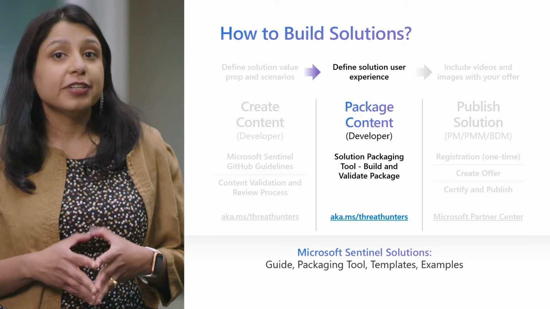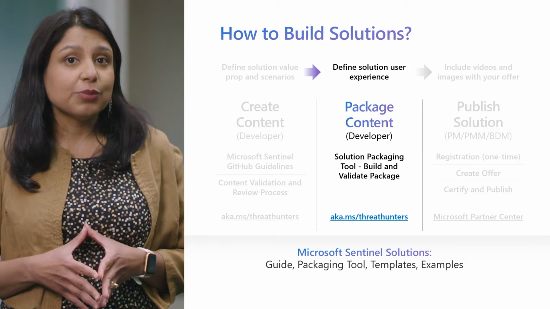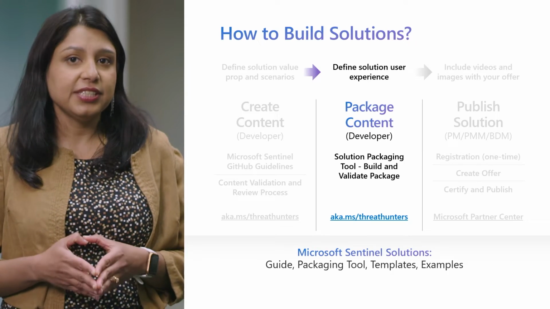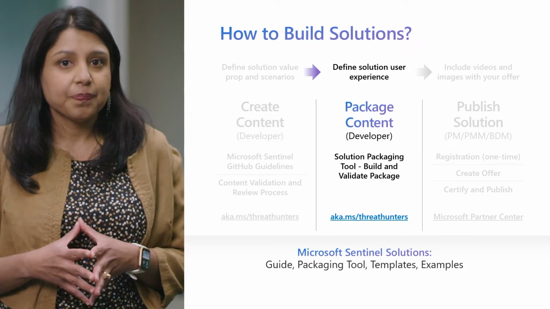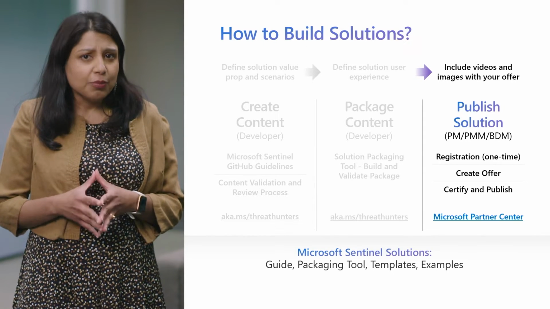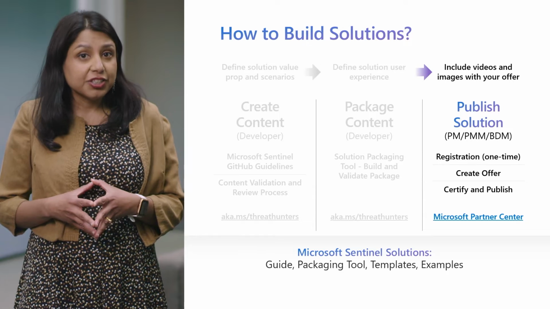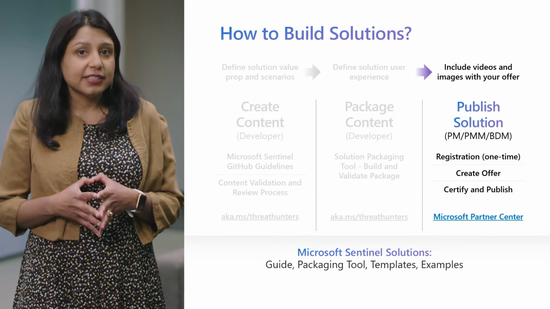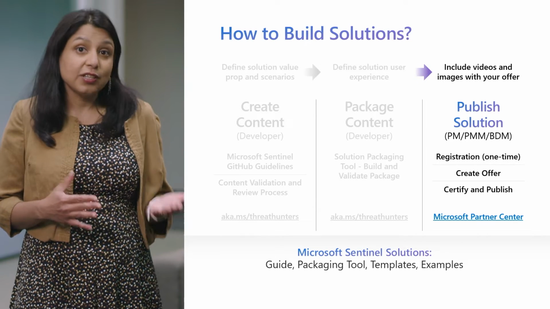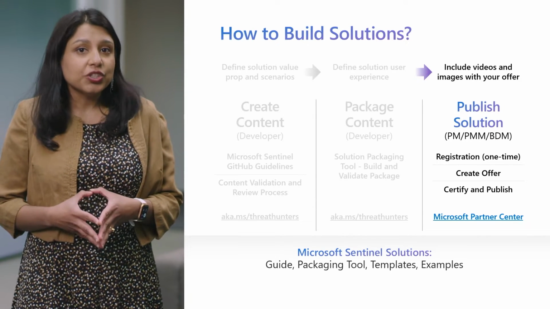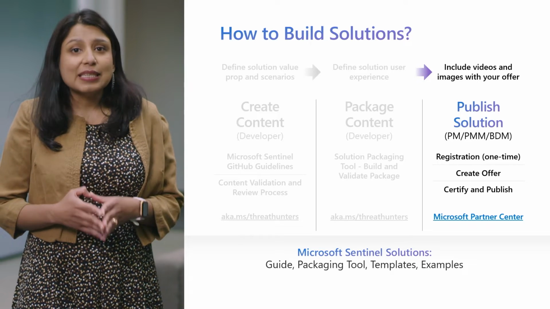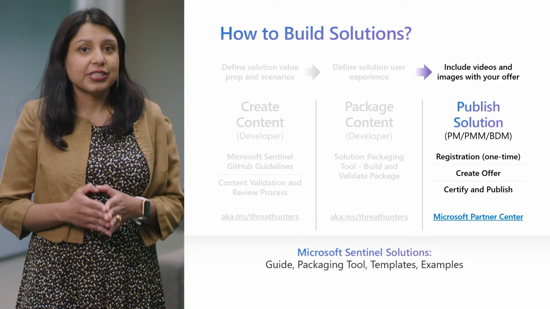We have a UI definition template you can leverage and customize to get you started, and a solution packaging tool to help package the content you build in the earlier step. Step C is publishing your solution. This step is usually handled by your product manager or business development manager. For this, we'll leverage Partner Center so that your solution appears in Azure Marketplace as well as Microsoft Sentinel Content Hub. Your solution goes through a certification process before showing up in Microsoft Sentinel. There's a step-by-step guidance to help you publish your solution as well.